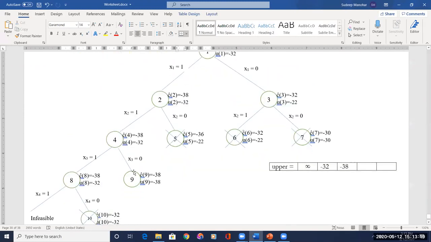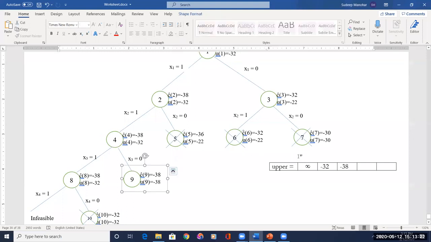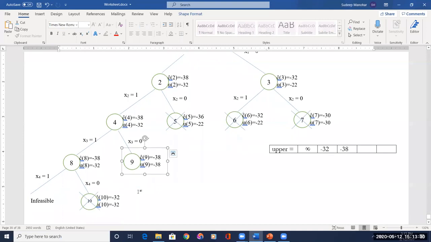Once you choose this 9, compare the value of c with upper. Whether c of 9 is greater than upper? No. So if it is no, then you can continue with node number 9. 9 can have 2 children.